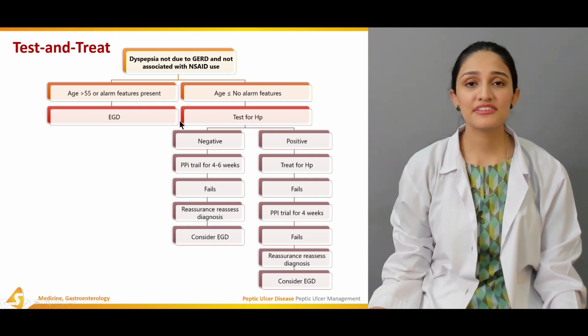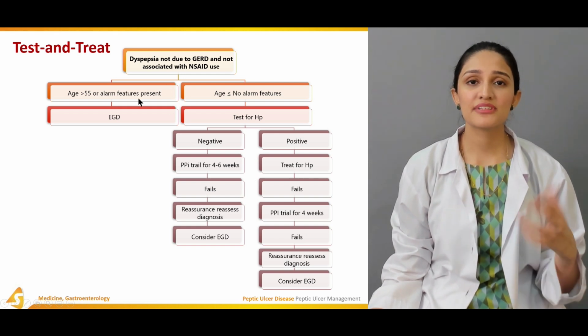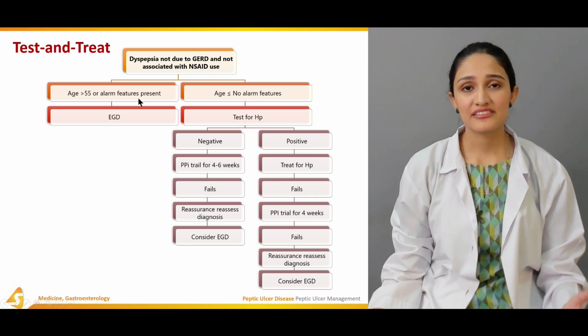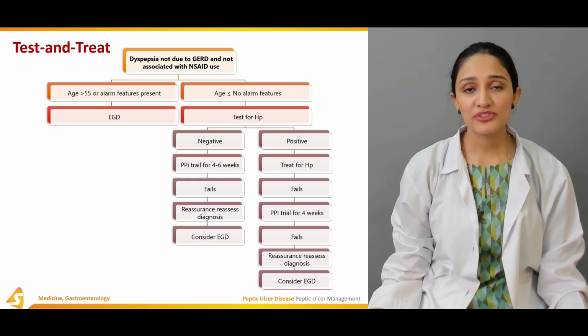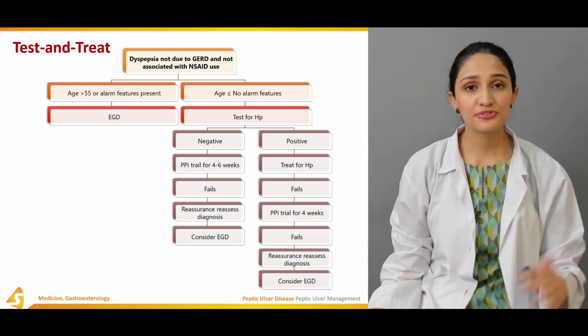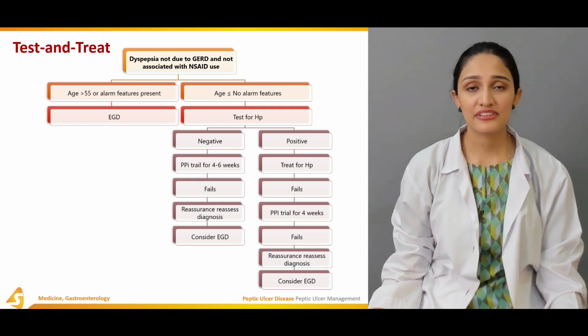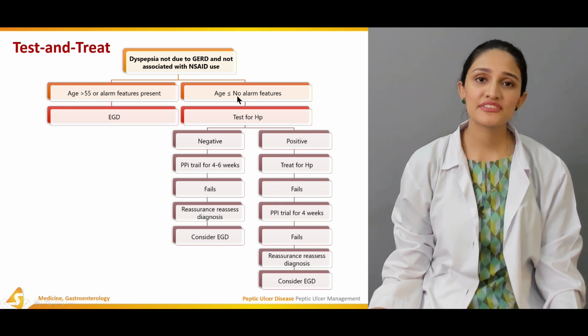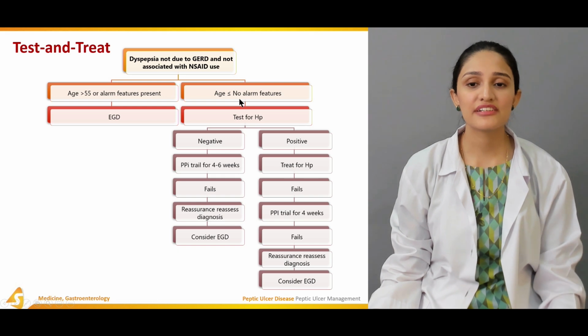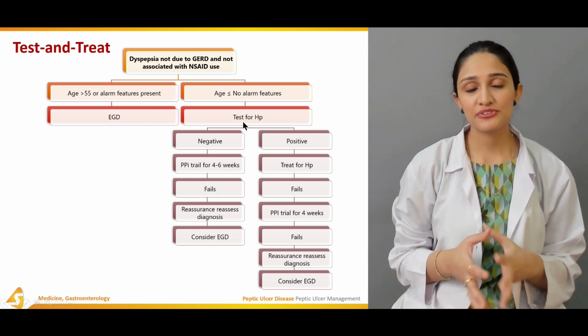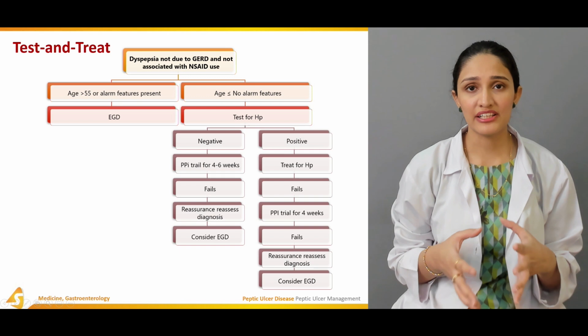So overall, we've seen that if a patient presents with alarm features and is a little older, with an age more than 55 years, we're going to send the patient straight away for an endoscopy. And if the patient has no alarm features and is of a younger age, then firstly we're going to test him for Helicobacter pylori infection.